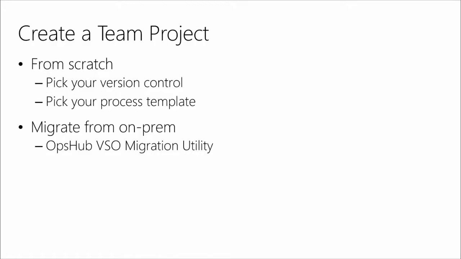We're also going to be talking about creating a team project. We're going to create them from scratch. We'll see all this in the demonstration. We've got to pick two things. Actually three. We've got to name it. But then we've got to pick our version control, either Git or Team Foundation version control. A lot more on that later.